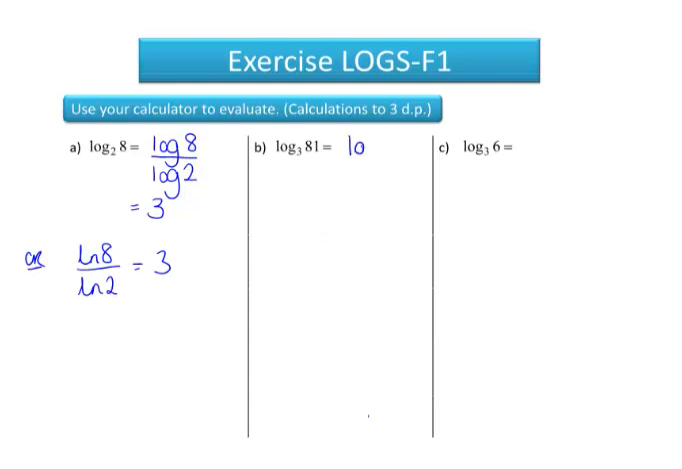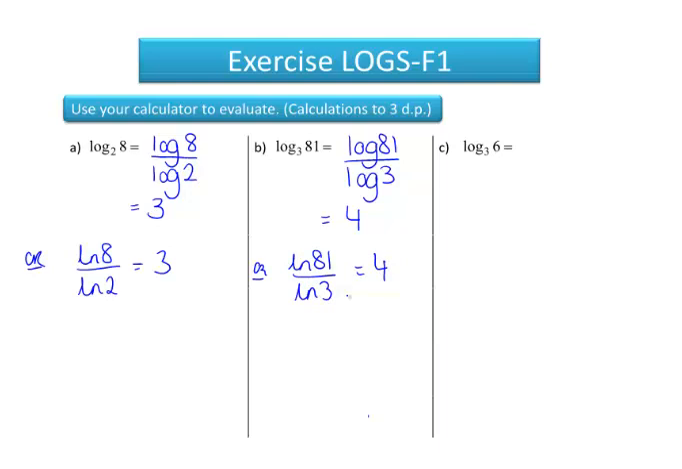Okay, so we've got log of 81 over log of 3. Again, both logs base 10. So log of 81, plug it into your calculator, log of 3, and you get the answer of 4. Again, you could have used ln of 81 over ln of 3 and you still get the same answer.